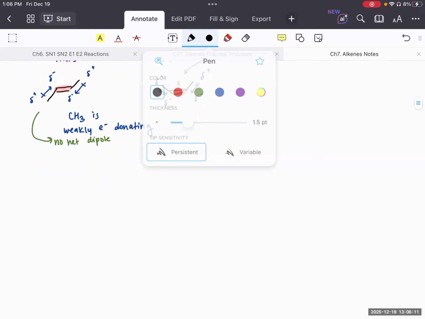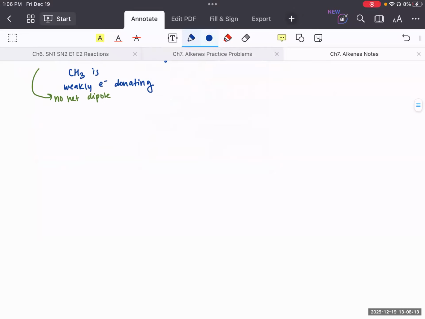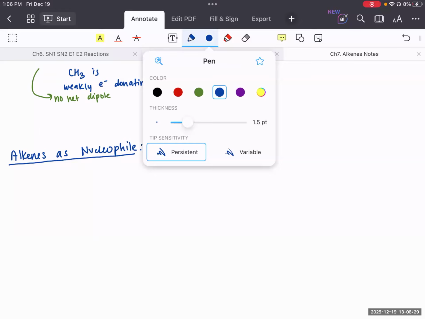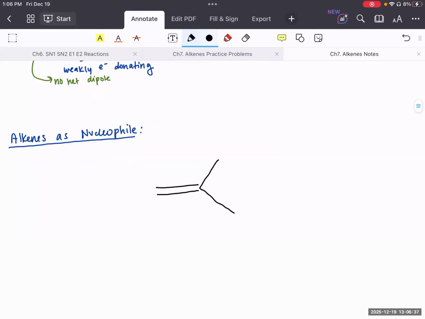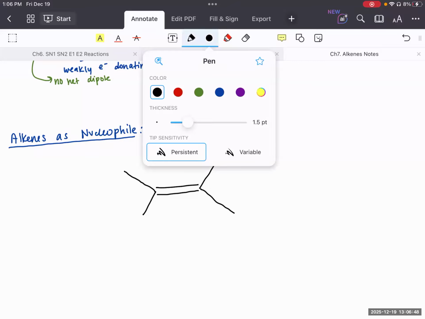All right. So the last thing that I want to talk about with alkenes is nucleophilicity, or the alkenes as a nucleophile, and why they can act as a nucleophile within different reactions. For this, let's draw out an alkene. I'm going to draw this big so we can draw out the different types of bonds that we have.